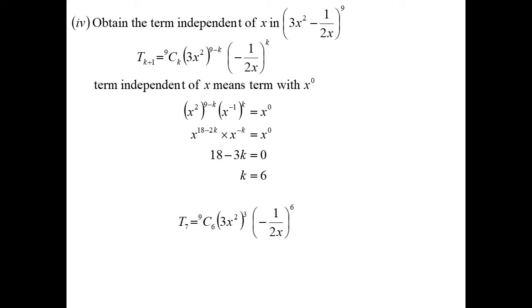Now it's just a matter of substituting into our general term. Term k plus 1, so it is indeed the 7th term, which will be 9C6, 3x squared cubed, minus 1 on 2x to the power of 6. In unsimplified form, I'd have 9C6, 3 cubed, negative 1 to the power of 6, well that's just 1, over 2 to the power of 6.